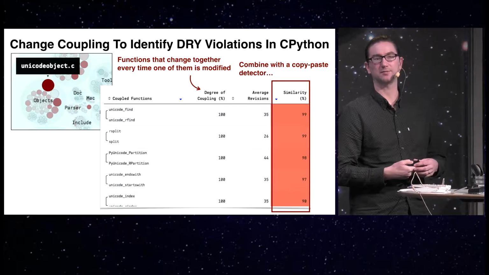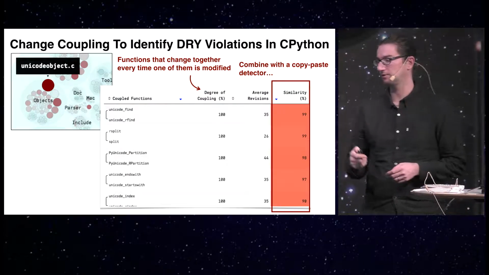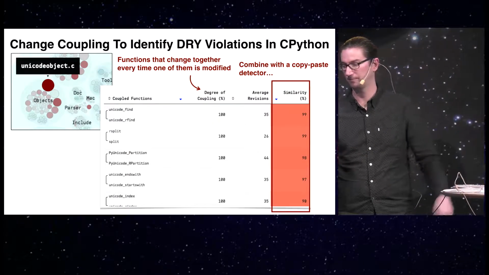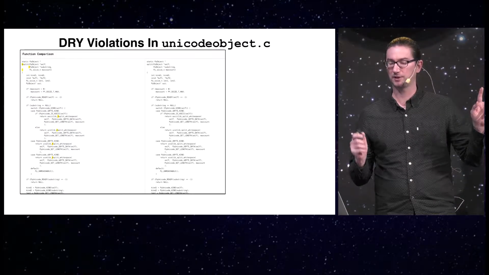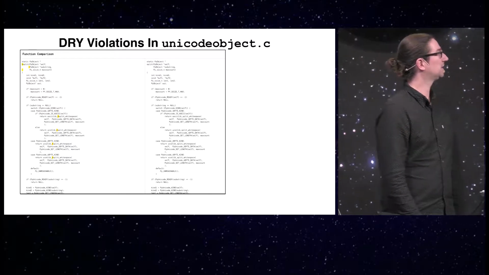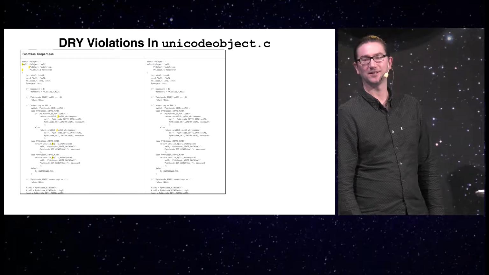So what does that mean? Well, let's look at the actual code. And I hope you can see it here with the resolution. Here's an example of one of those pairs that change together. Can you spot the differences?